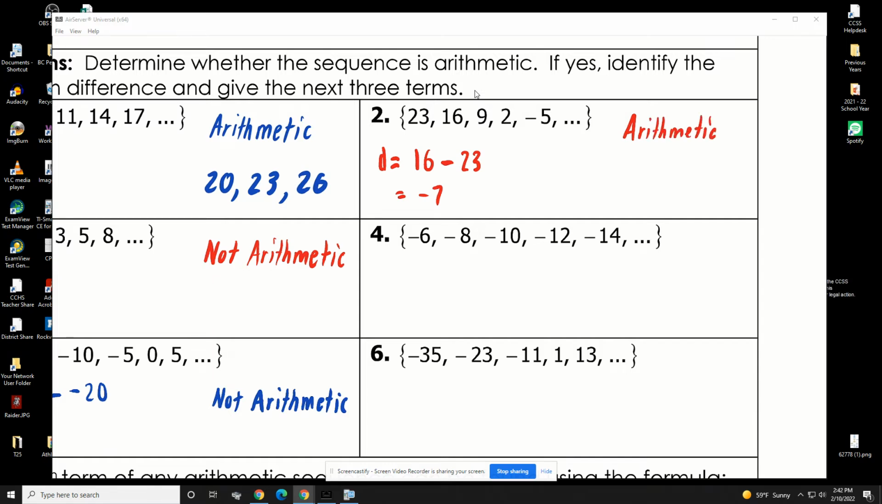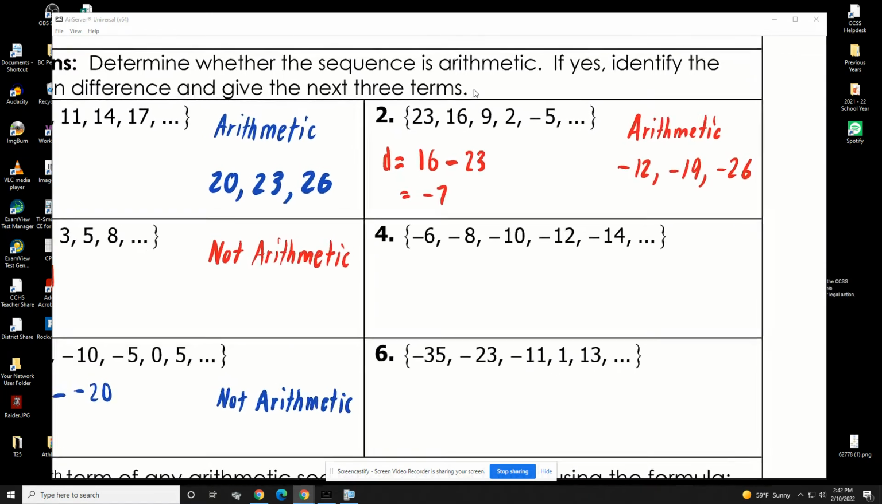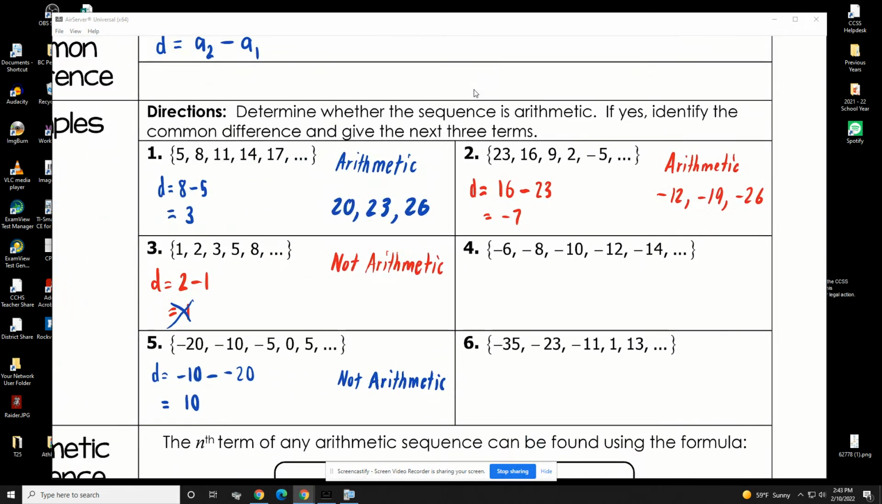So let's just keep on subtracting 7, and we'll find the next 3 terms like the instructions say. Negative 5 minus 7 is negative 12. Negative 12 minus 7 is negative 19. And negative 19 minus 7 is negative 26. So there it is. Determining whether a sequence is arithmetic, and if it is, we identify that common difference and give the next 3 terms.